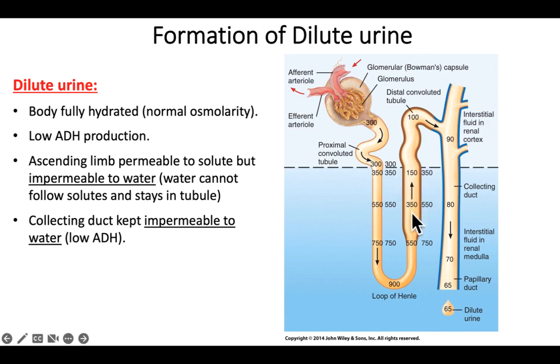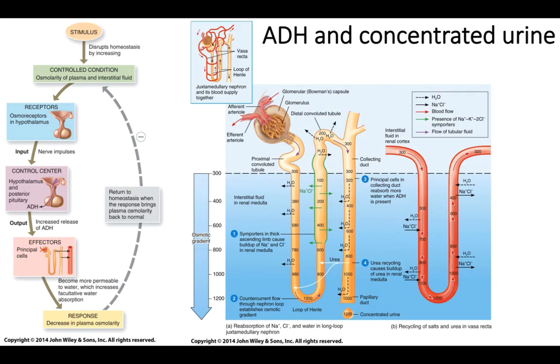These numbers are osmolarity, by the way. When you have a high number, you have a lot of solutes. When you have a low number like this, you have low solutes, and therefore you're dilute. This drawing is going to explain ADH. Now, there's a lot going on here, so let's not panic. Let's just focus on the most important part, shown right here.